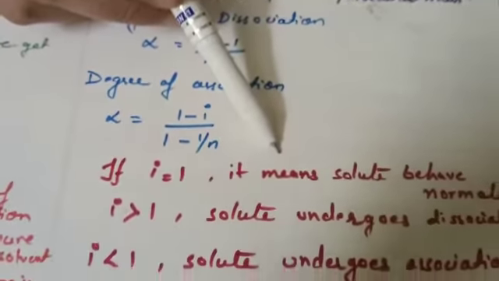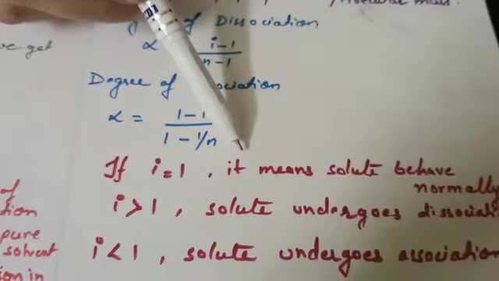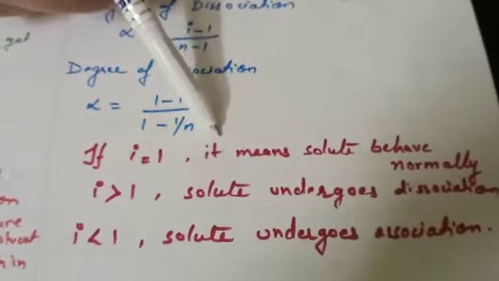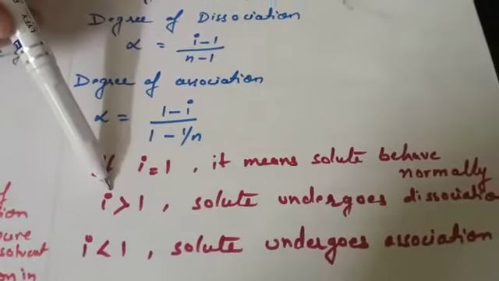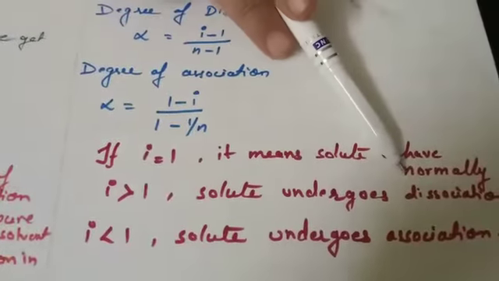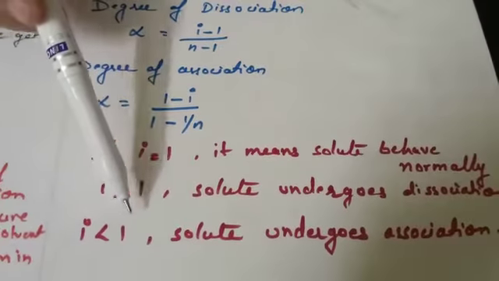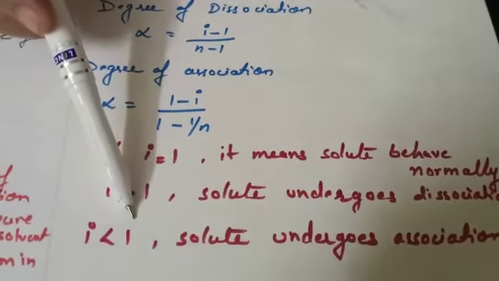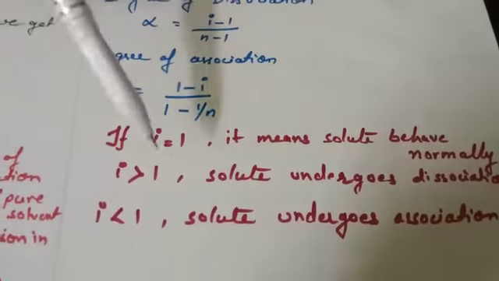If i is equal to 1, that means the solute will behave normally. That means it does not undergo either association or dissociation. But if i is greater than 1, then the solute undergoes dissociation. If i is less than 1, that means the solute undergoes association. So this is all about the elevation in boiling point as well as depression in freezing point.